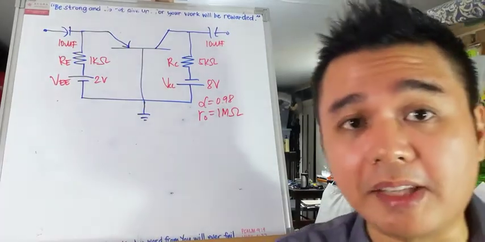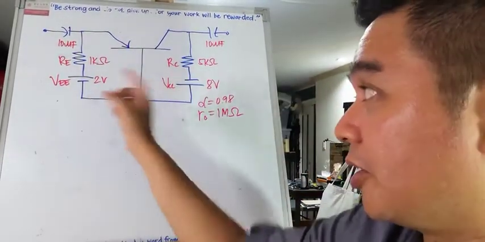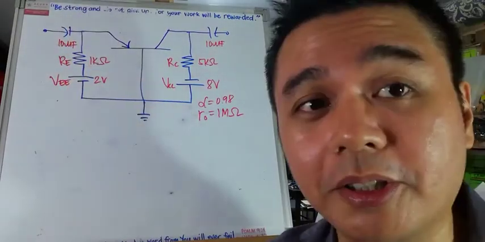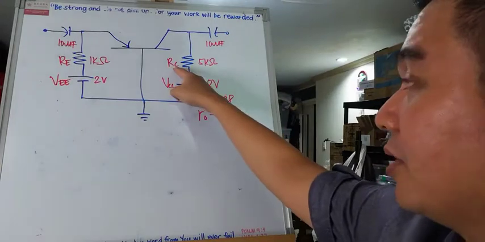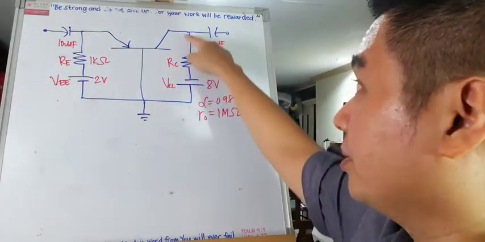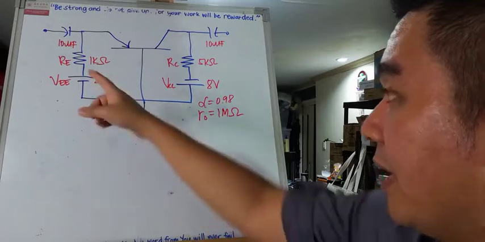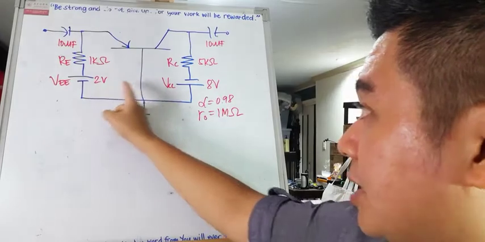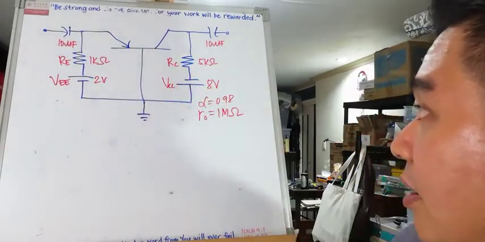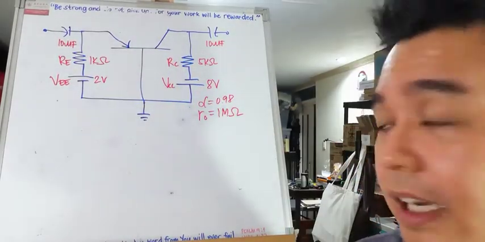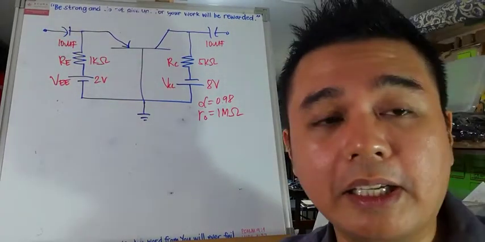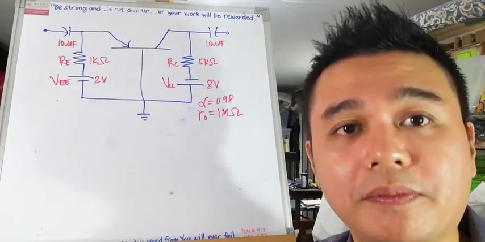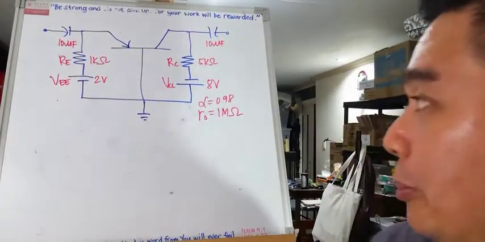We have a PNP BJT. We have external resistors. We have R sub E, which is the external resistor connected to the emitter terminal. We have R sub C, which is the external resistor connected to the collector. And we have two power supplies. We have V sub EE, which is 2 volts, and V sub CC of 8 volts. Alright? So they are oriented in such a manner na kinakailangan ma-forward bias yung base emitter terminal at ma-reverse bias ang base collector terminal natin.